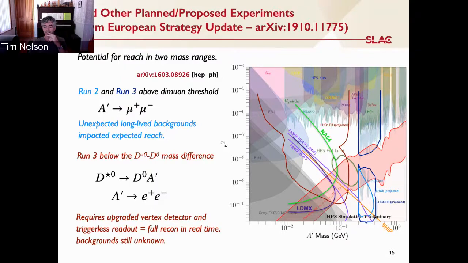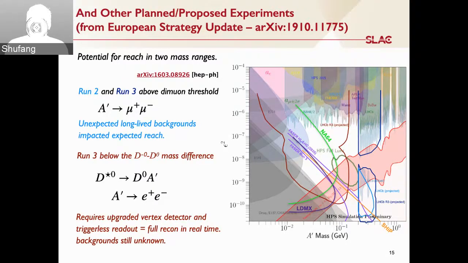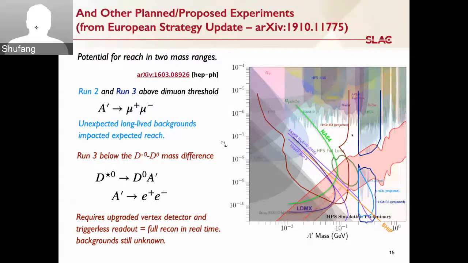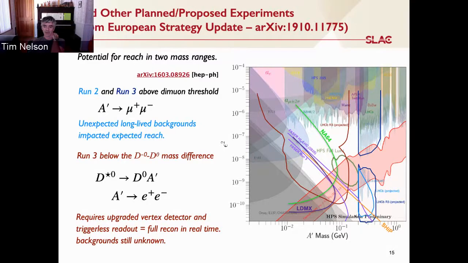I see. So given all those, it looks like there are still unique windows for HPS to play. Even if all of these experiments achieve their goals, in particular it's between the D-star D mass difference and the dimuon mass threshold, where LHCb has been working the last few years to try to come up with something, and so far has not successfully identified any way that they can get into this region. So obviously our run plan, we're thinking about making sure that we cover as much of that as we can.